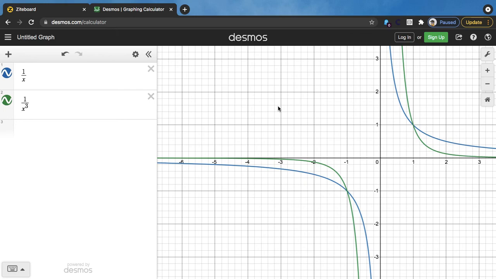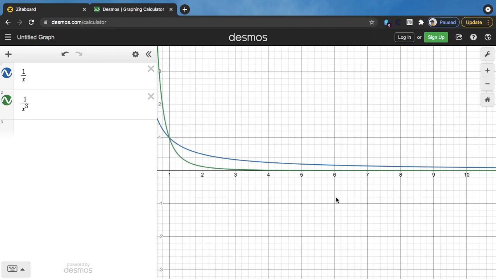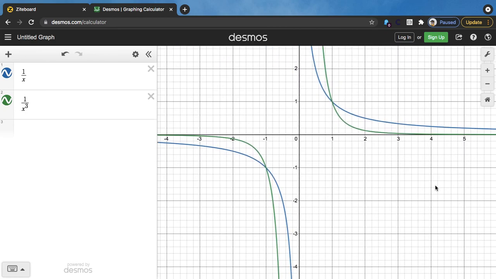So that means 1 by x is steeper. It is closer to the y-axis. 1 by x cube very quickly falls down to 0 because as x increases, x cube becomes bigger much faster. Therefore, it will fall down or reduce to 0 much quicker than the blue graph. That's what you're observing. The blue graph takes more time to reach towards 0, whereas the green graph very quickly reaches towards 0. But the shape is the same.